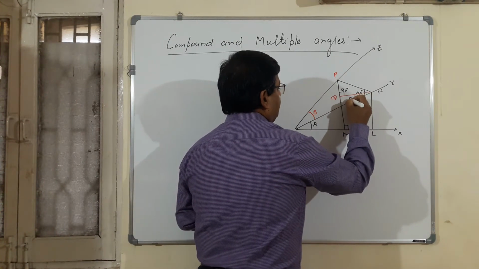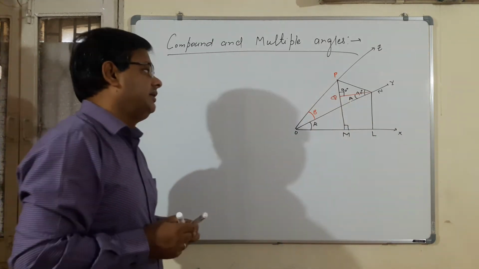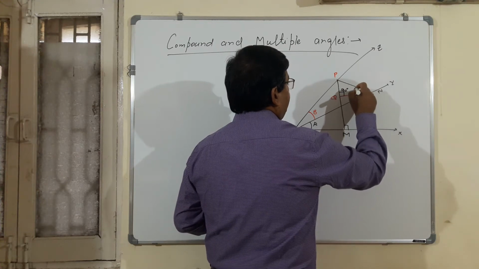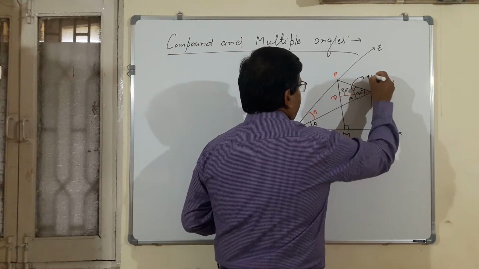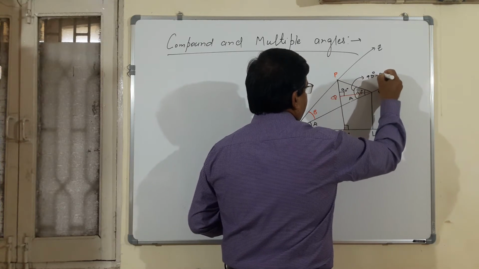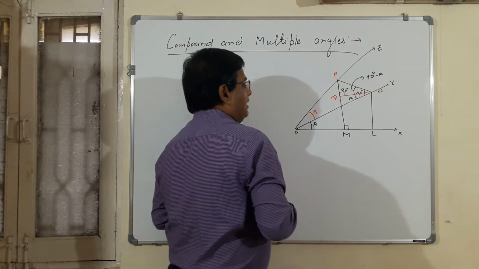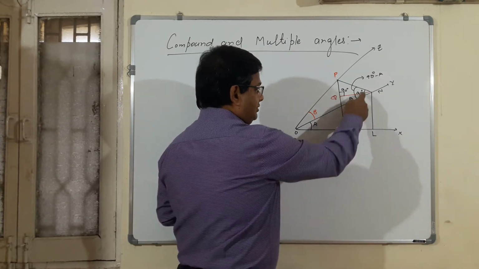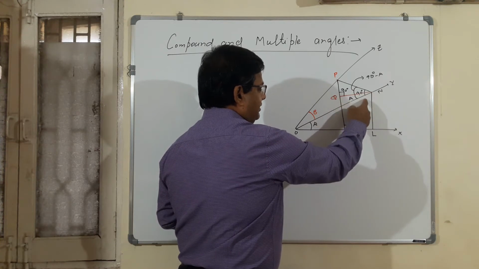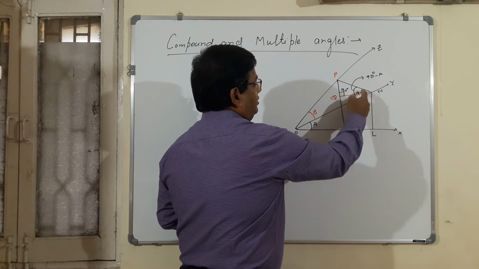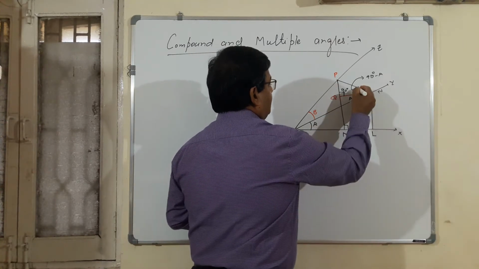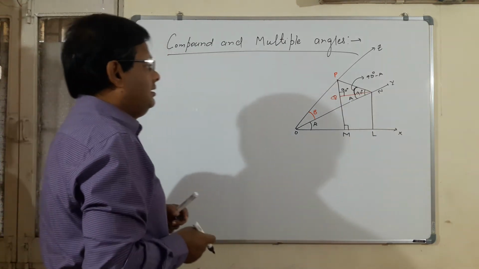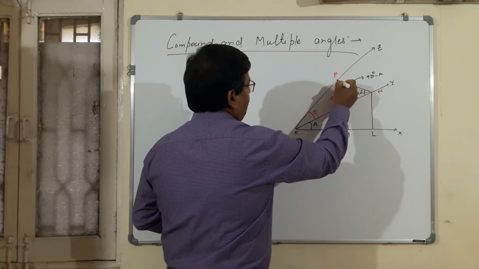So this angle is A. And this angle here now becomes 90 degrees minus A, because this complete angle is 90 degrees and this angle is A, so this angle will become 90 degrees minus A. So now we have to find out this angle.